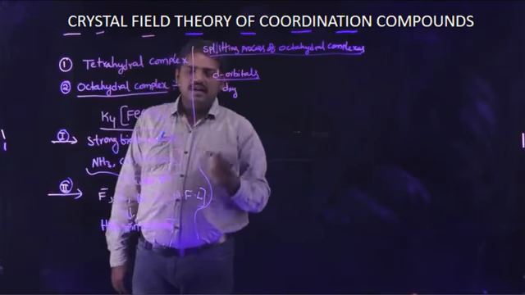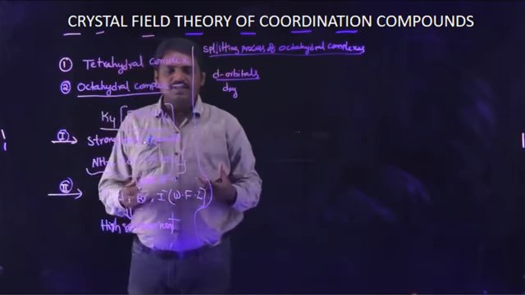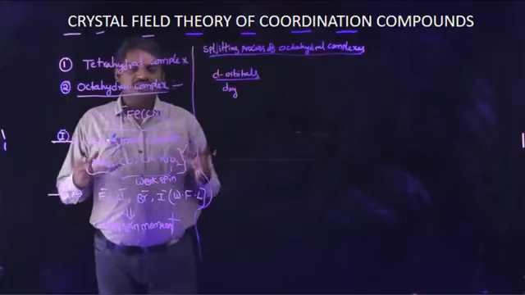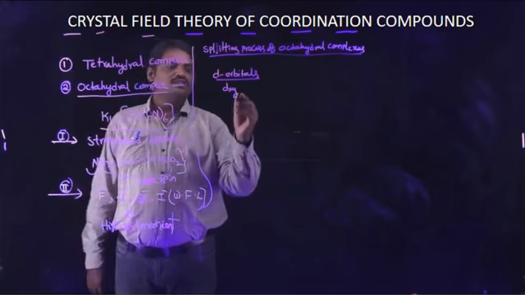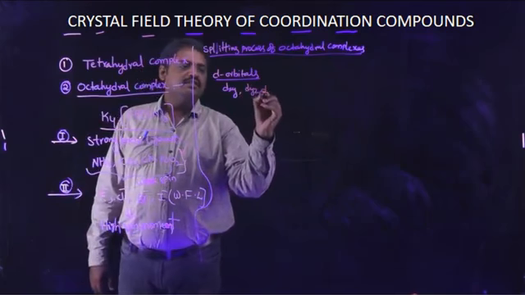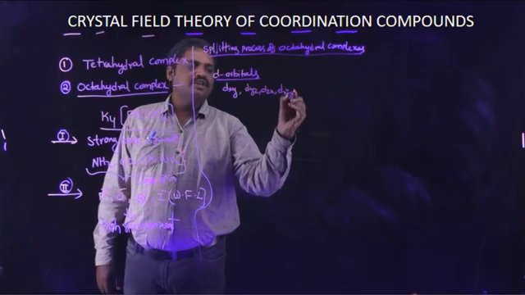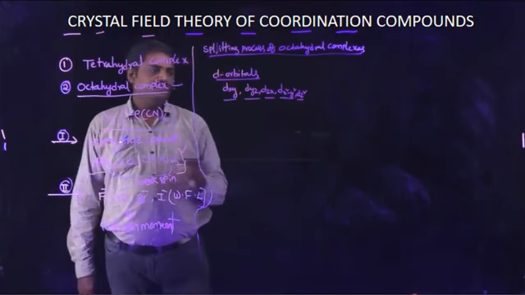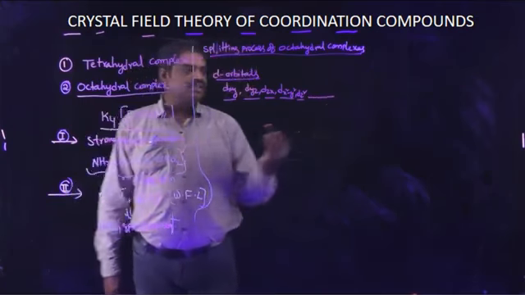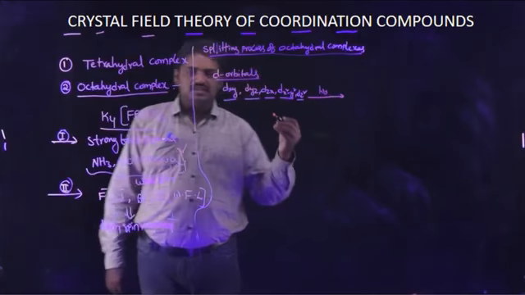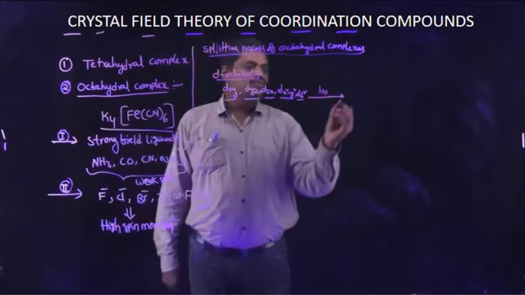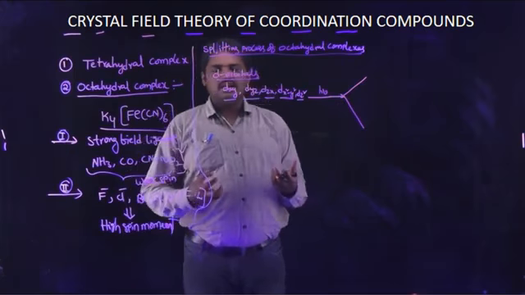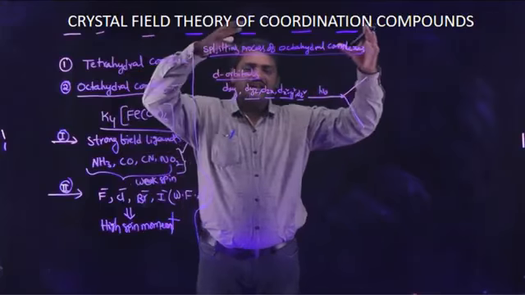Students, whether an octahedral or tetrahedral complex is taken, the central metal atom has d orbitals. The d subshell contains 5 degenerate orbitals: dxy, dyz, dzx, dx2-y2 and dz2. When these degenerate orbitals absorb a certain amount of energy, they split into two sets. Some orbitals attain a lower energy level and some attain a higher energy level.